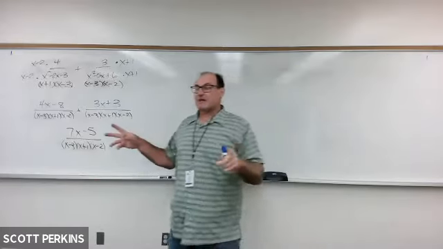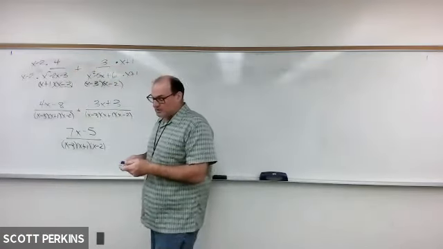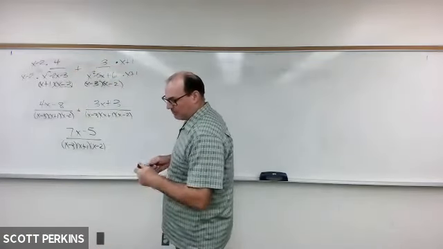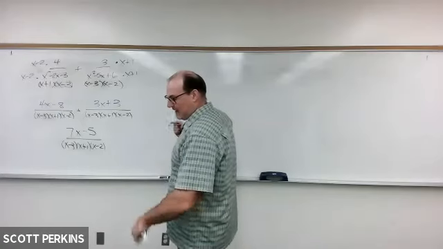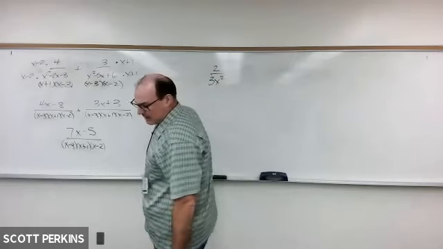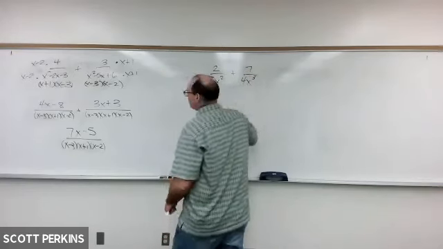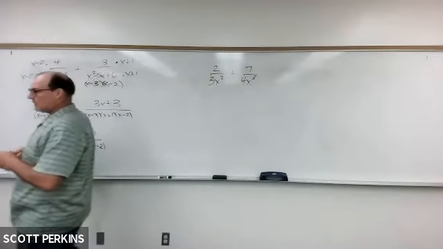Okay, so we're almost done with this section. I've got 1 more problem I'm going to do, and you have 2 more problems you're going to do. So here's the problem for me. Let's say that we have 2 over 3x squared, plus 7 over 4x cubed. And we're going to add this.